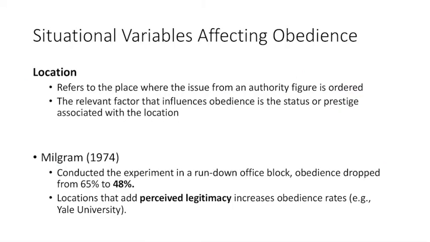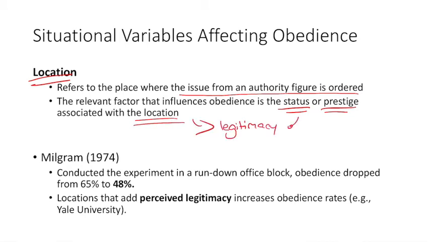So the next variable that Milgram investigated was location. This refers to the place where the order from the authority figure is given. And this is relevant because it relates to the status or the prestige associated with the location. And this links to one of our later explanations, which is legitimacy of authority.